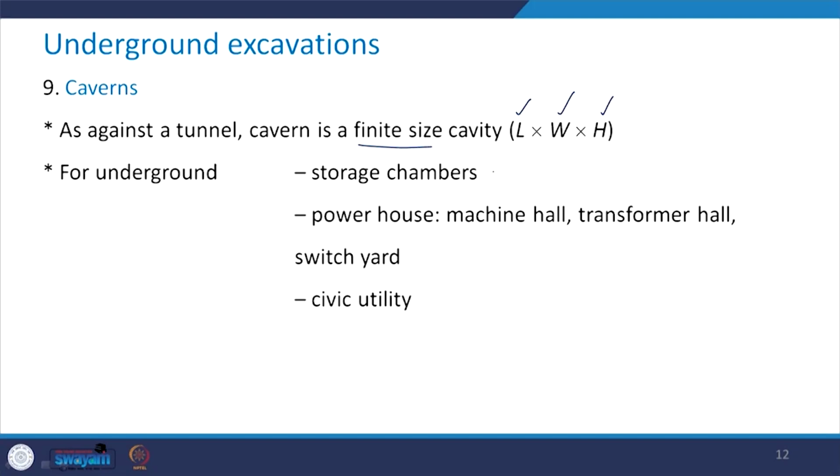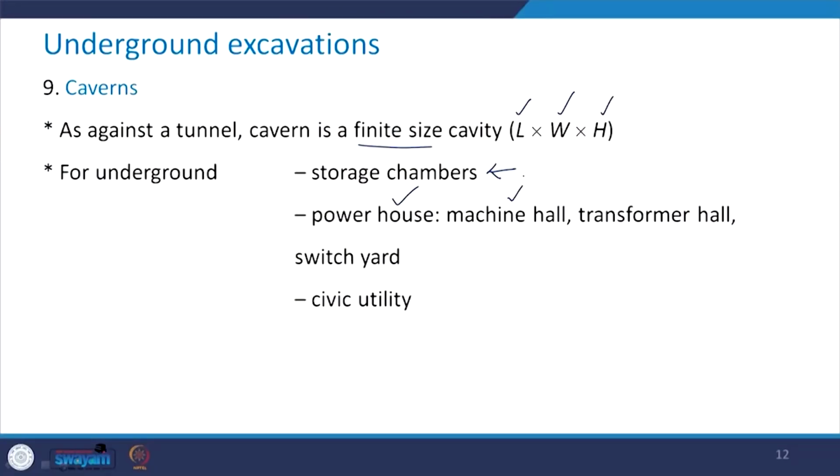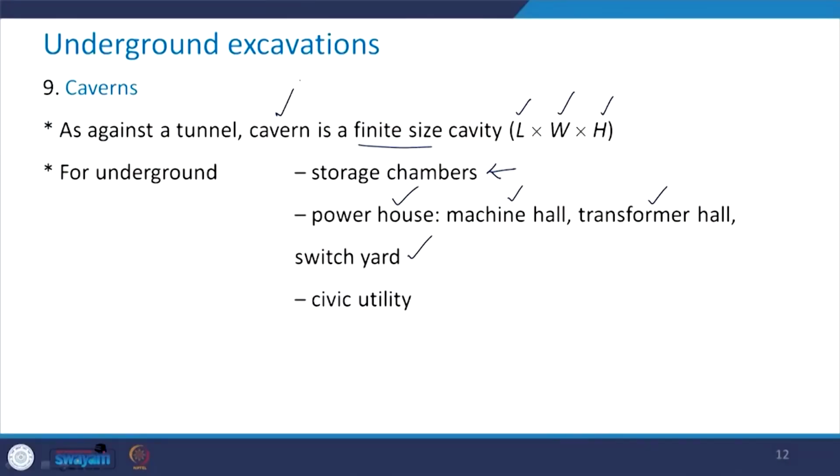Where are these used? For underground storage chambers, for underground powerhouses. In powerhouses, you know that there are different components like machine hall, transformer hall, switchyard. So, for all these things one needs to go for the construction of the cavern. Then for underground civic utility also these caverns are constructed.